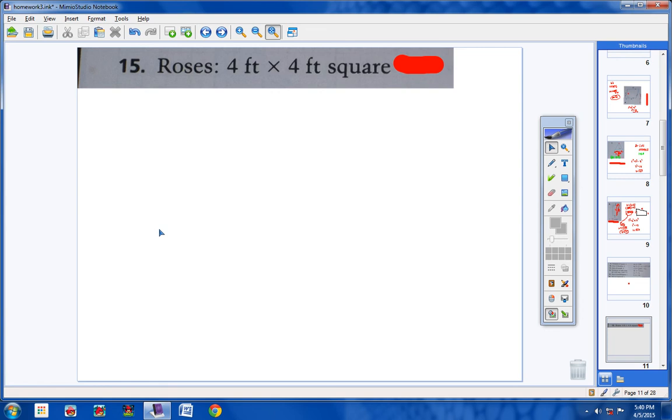Okay, so first of all, for number 15, they want to know how many roses are needed to cover a 4-foot by 4-foot square. Now, if you'll notice in the directions, all of your flowers are in square inches. So we're going to find all of our areas in inches. 4 feet is really 48 inches. So what's the area of a 48 by 48 inch square?